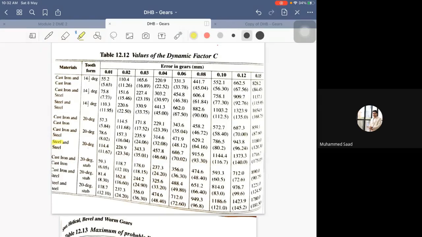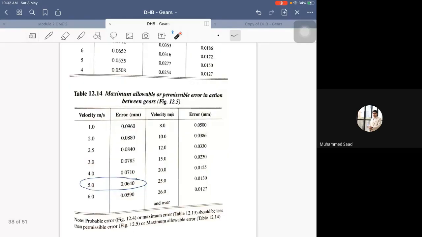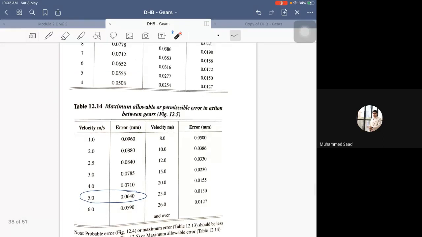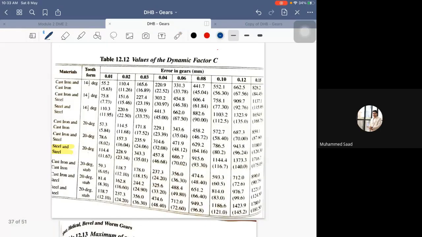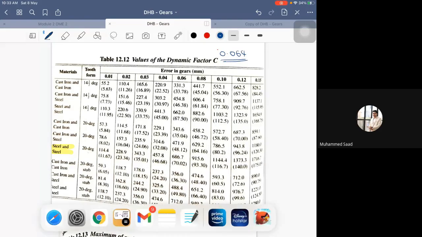So steel to steel, in this particular line you have to look. And the error is how much? It is 0.064. Okay. 1 second.